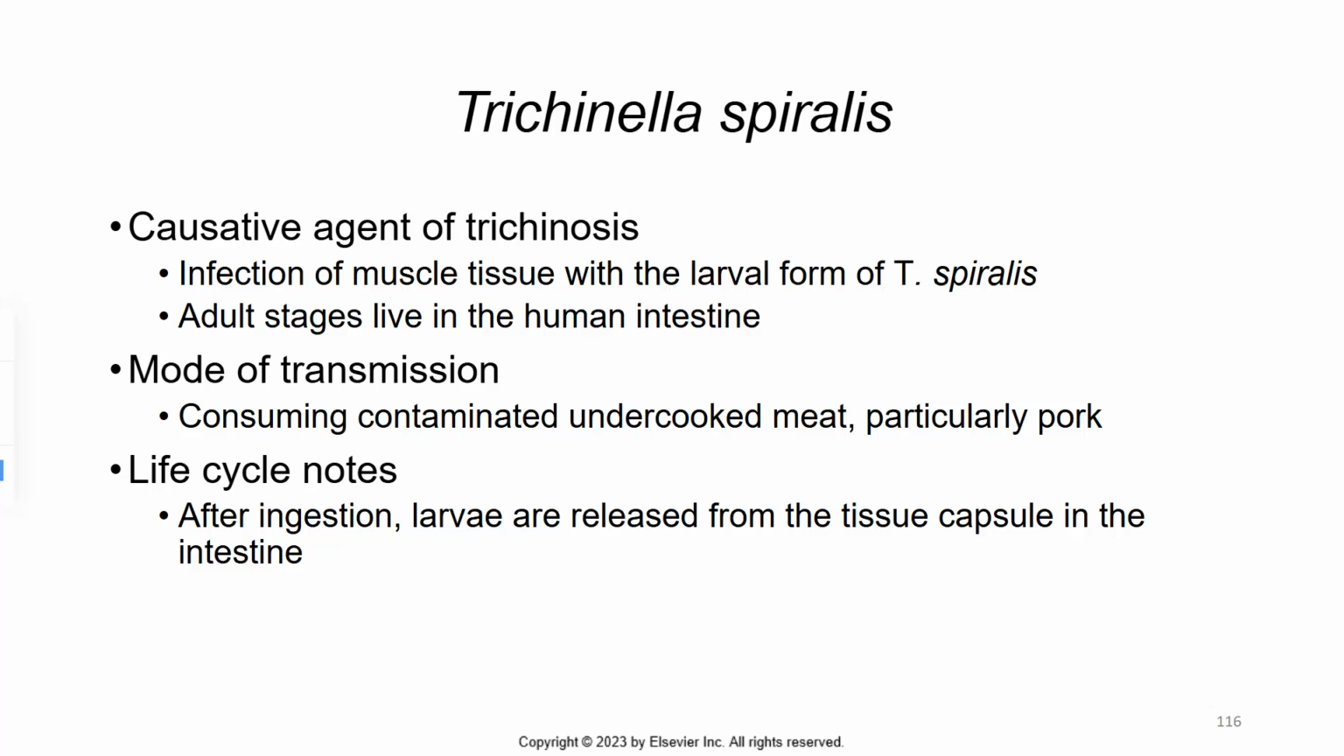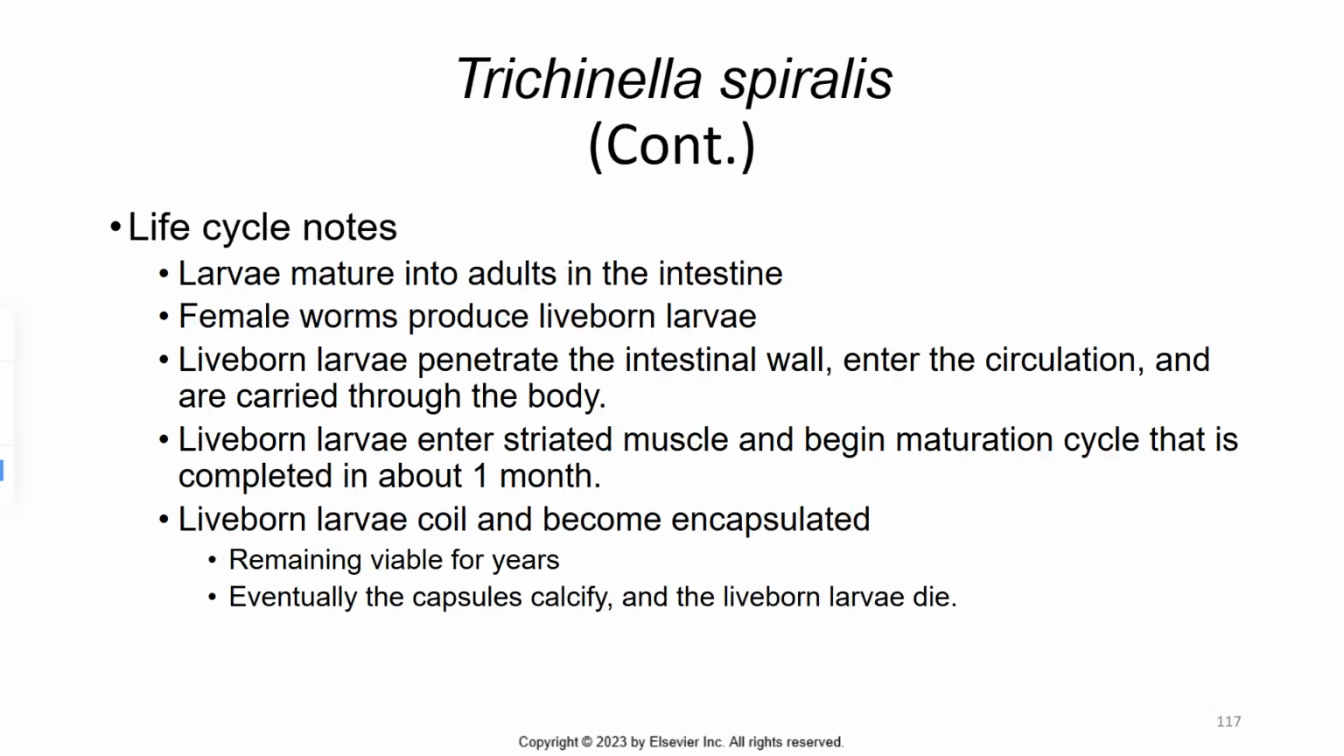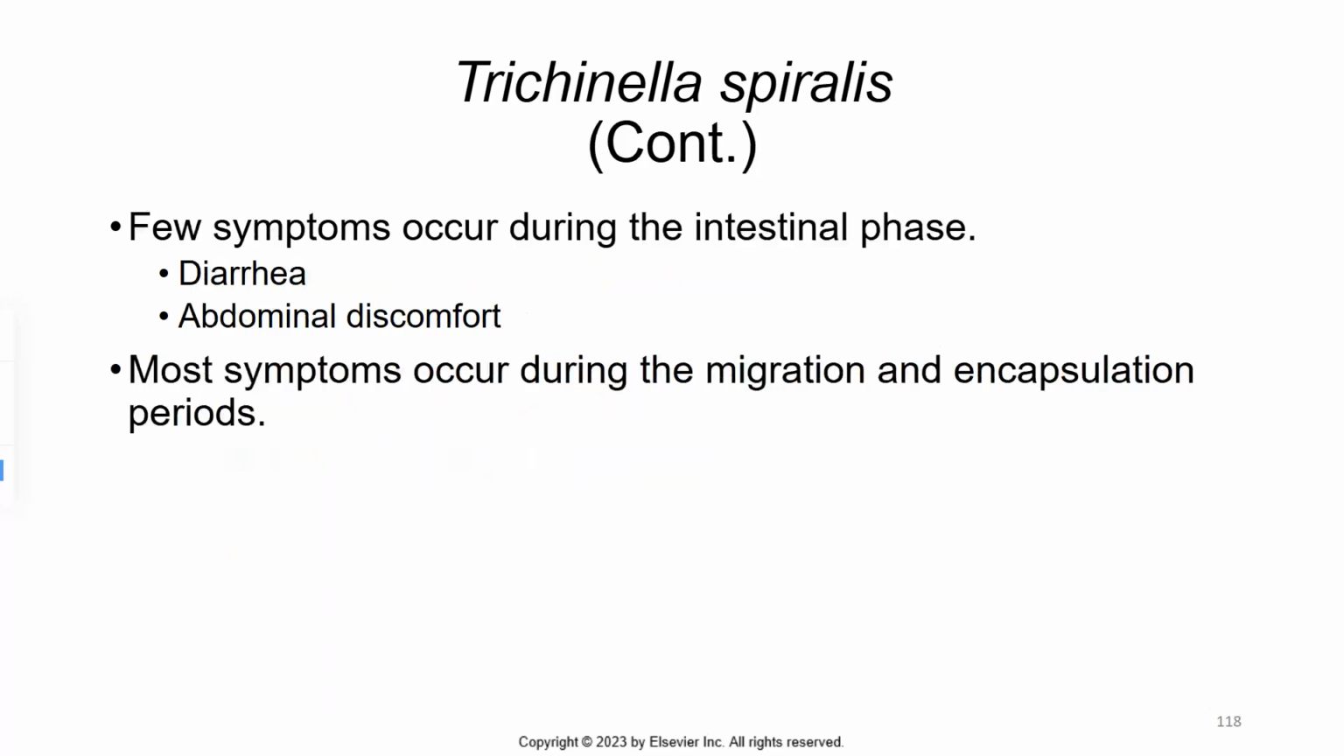Life cycle notes: after ingestion, the larvae are released from the tissue capsule in the intestine. Larvae mature into adults in the intestine. Female worms produce live-born larvae. Live-born larvae penetrate the intestinal wall, enter circulation, and are carried through the body. Live-born larvae enter striated muscle and begin the maturation cycle that is complete in about 1 month. Larvae coil and become encapsulated, remaining viable for years. Eventually, capsules calcify and the larvae die.